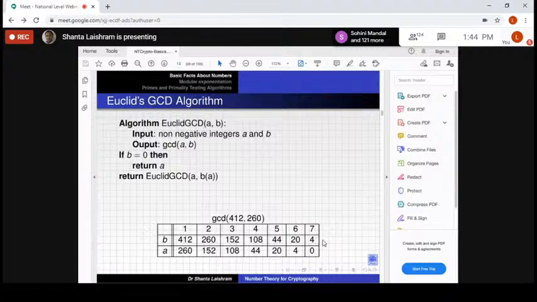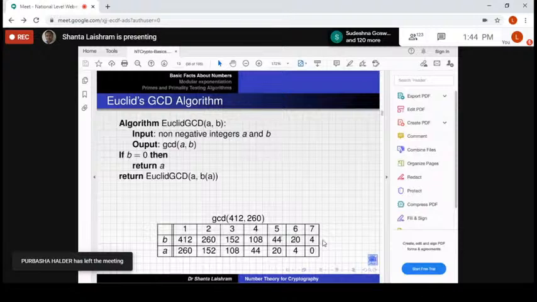Now GCD of them is the same as GCD of the one smaller, 152, and the remainder when 260 is divided by 152, which is 108. So then you need to take the GCD of these two numbers, 152 and 108. Then again you interchange the roles of 152 and 108. So then it's the GCD of 108 and the remainder when 152 is divided by 108, that is 44. And again 44 is the smaller number, then the remainder is 20. So GCD becomes, sorry, GCD of 44 and 20. And again 4 is the remainder when 44 is divided by 20.